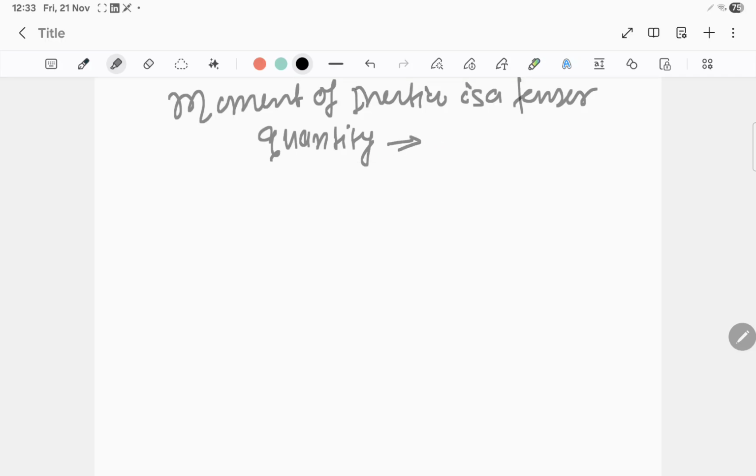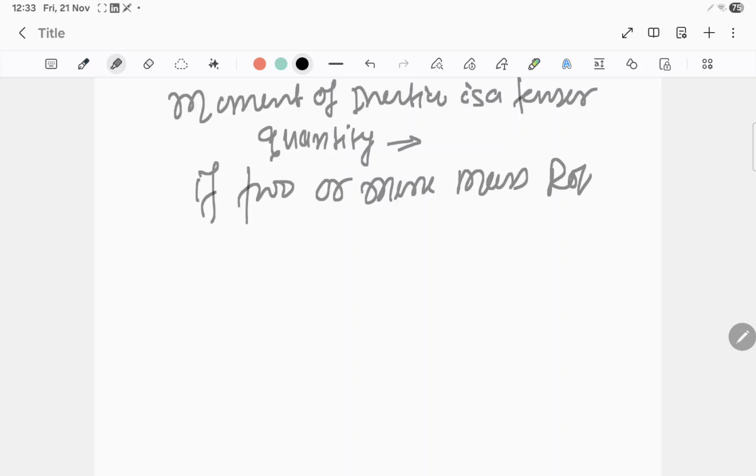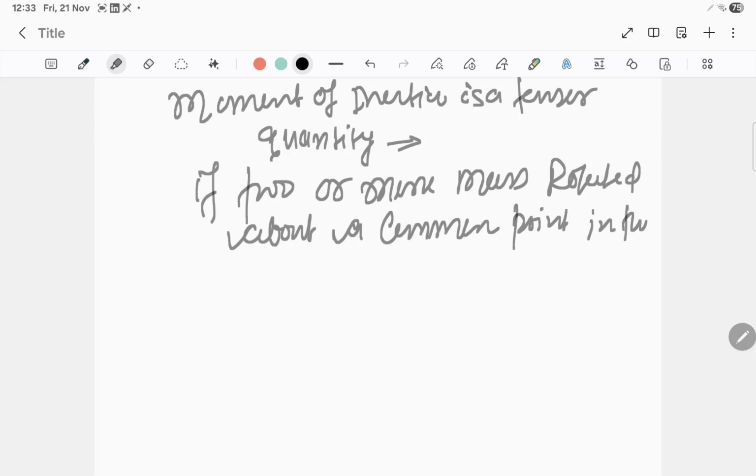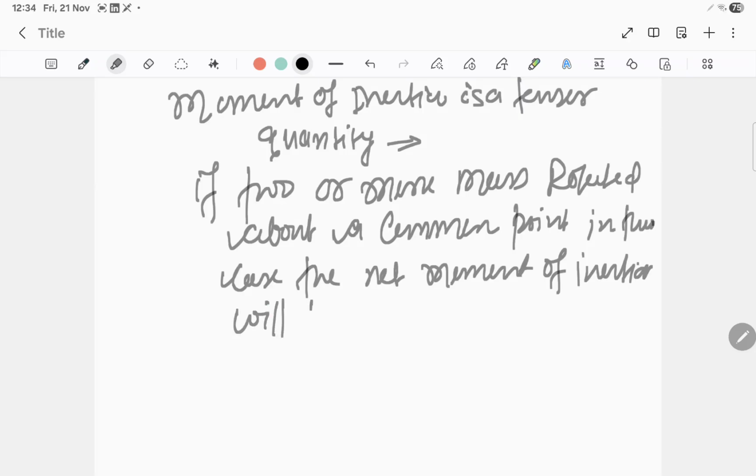That's why, this is a note point, if two or more masses rotate about a common point, in this case the net moment of inertia will be the addition of both. Let's take an example.